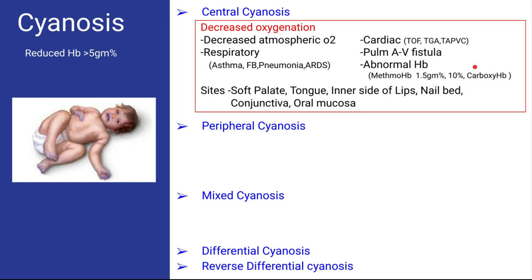So the sites for central cyanosis are soft palate, tongue, inner side of lips, then nail beds, conjunctiva, and oral mucosa. And how will you differentiate respiratory cyanosis from cardiac cyanosis?